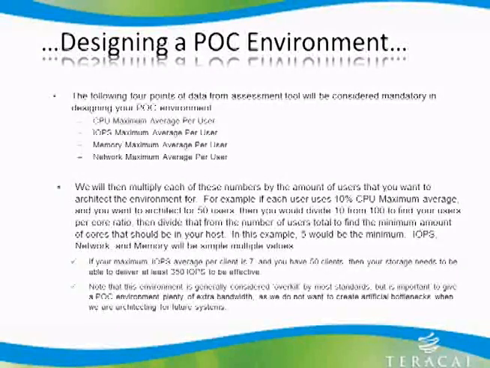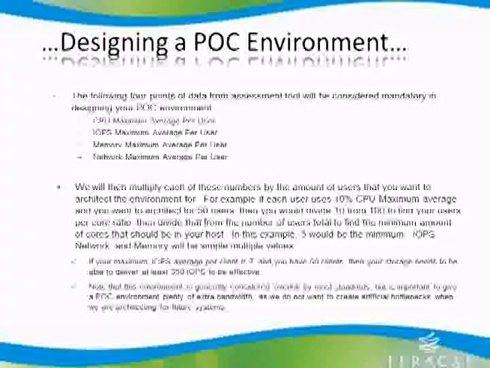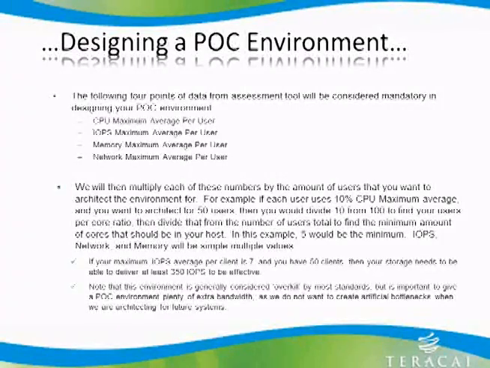Then divide that from the number of users total to find the maximum amount of cores that you should have in your host. In this example, 5 is the minimum. IOPS, network, and memory will be similar multiple input values. So if your maximum IOPS across each client is 7 and you have 50 clients, then your storage needs to be able to deliver at least 350 IOPS to be effective.